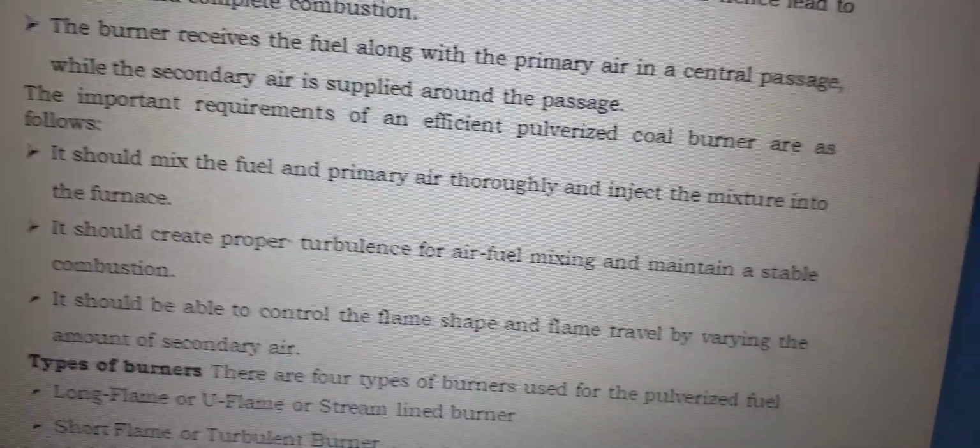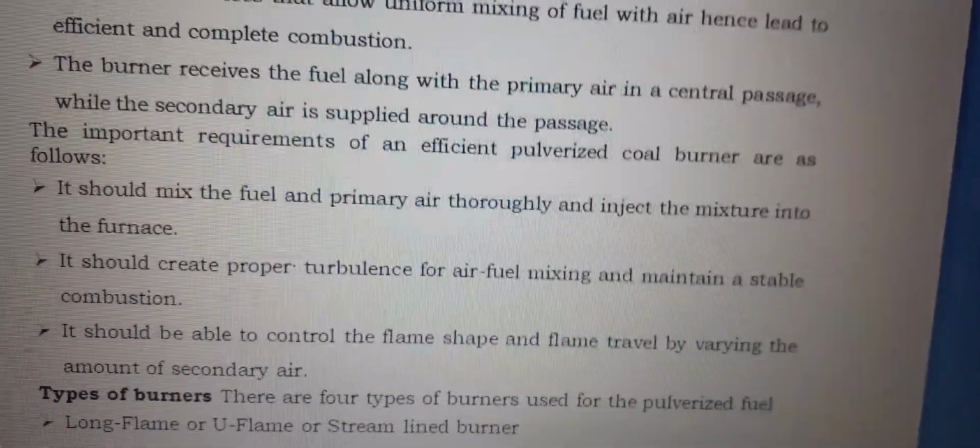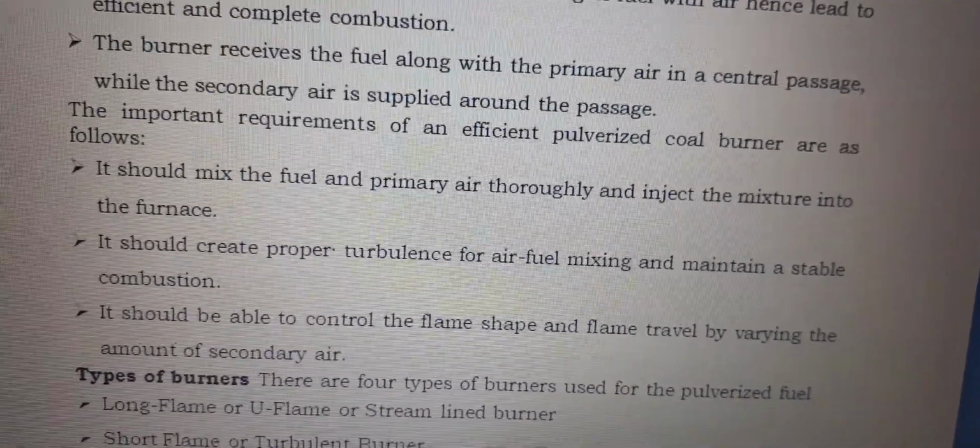It should create proper turbulence for air-fuel mixing and maintain a stable combustion.